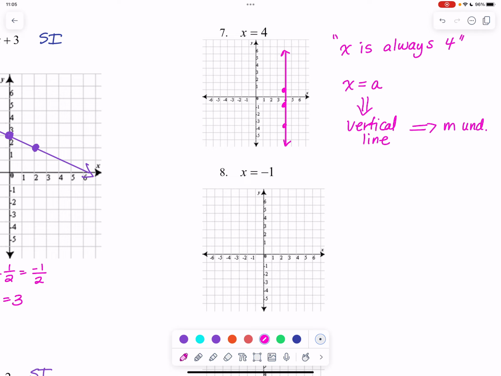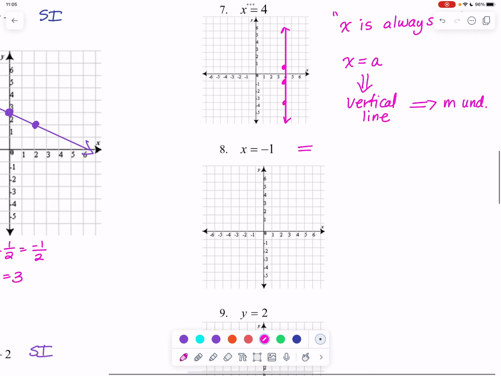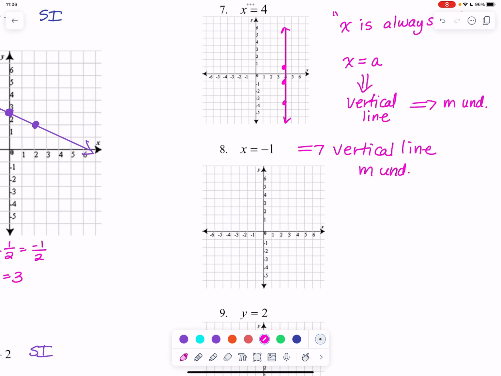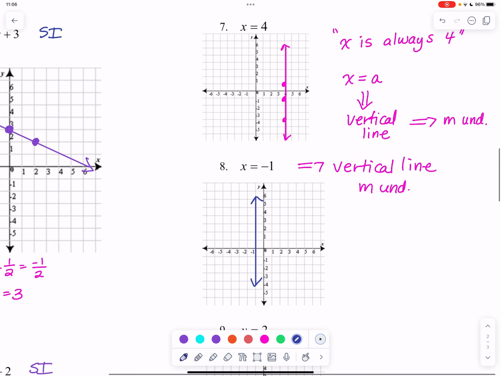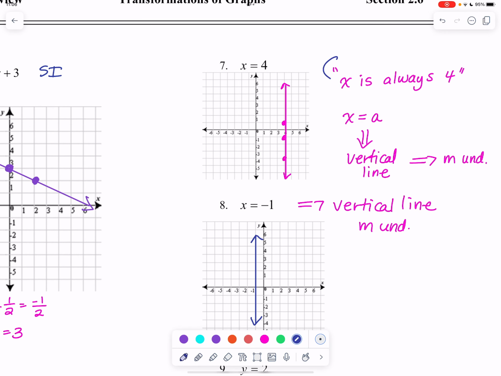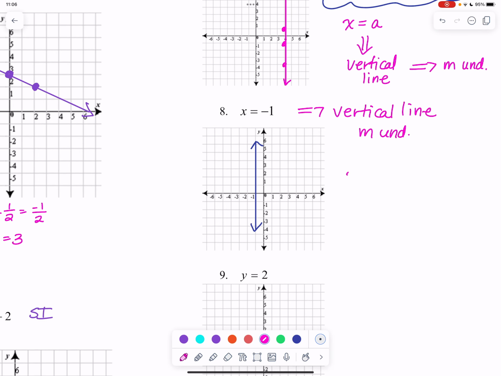So will we have the same case here? Yes. We have a vertical line and the slope is undefined. And here x is always negative 1. Now, how about y? And let me just kind of circle this. I might even write that here. X is always negative 1.